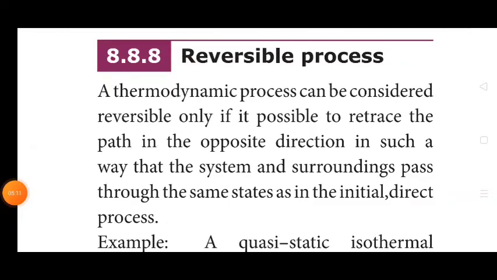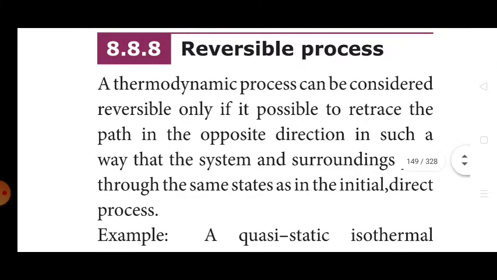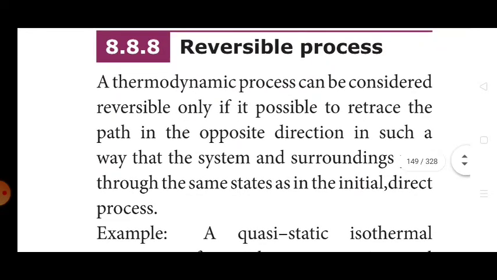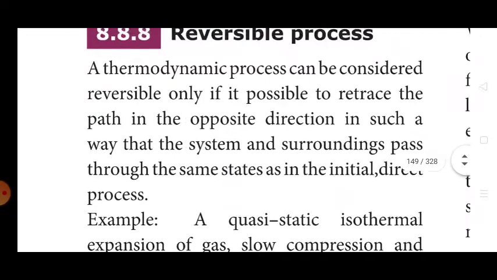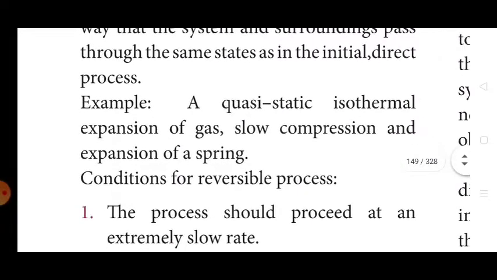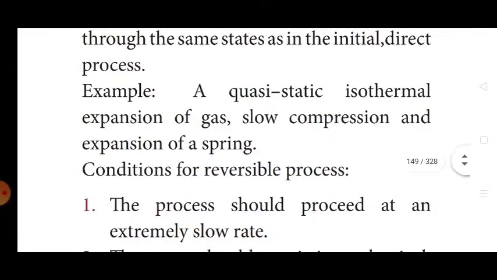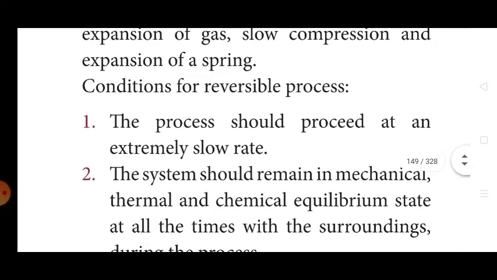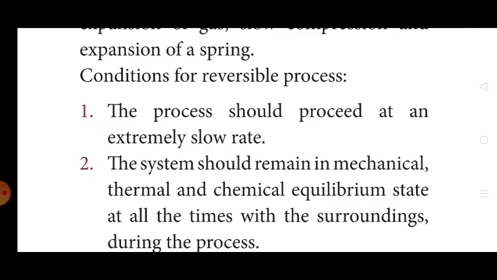Reversible process. A thermodynamic process can be considered reversible only if it is possible to retrace the path in the opposite direction in such a way that the system and the surroundings go through the same states as in the direct process. Examples: quasi-static isothermal expansion of a gas, slow compression and expansion of a spring. Condition for a reversible process: the process should proceed at an extremely slow rate.